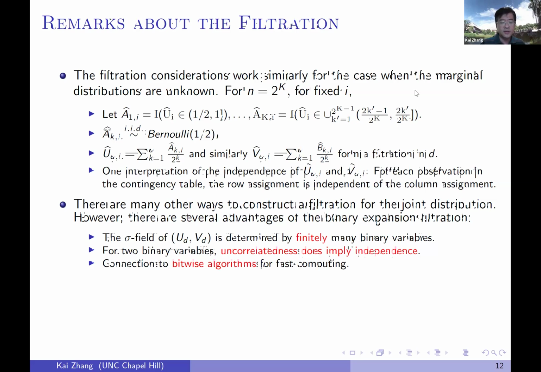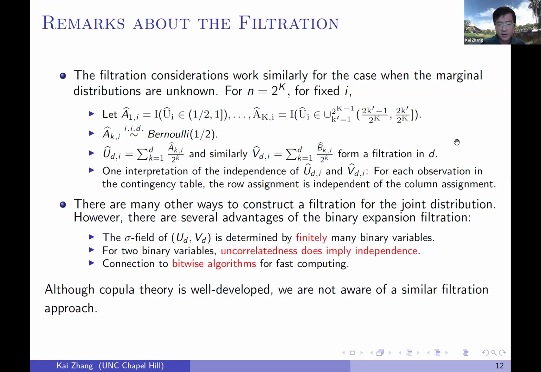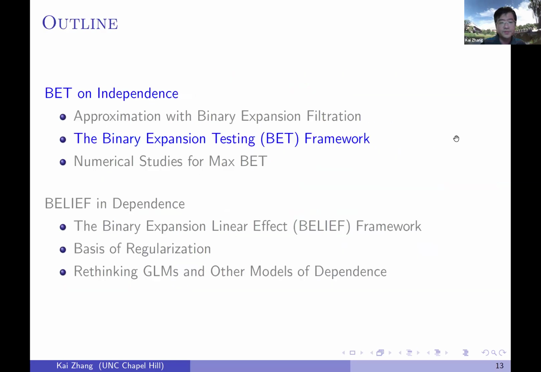The third perk here is that the binary expansion decomposes a distribution into bits. What we get is a relation to bitwise algorithms, right? By construction, statistics that are functions of A's and B's allow bitwise operations to process the data, and that will lead to fast computing. Because of these advantages, what I will propose to do is to take this binary expansion filtration to study dependence. Although copula theory is well developed, we're not aware of a similar approach.